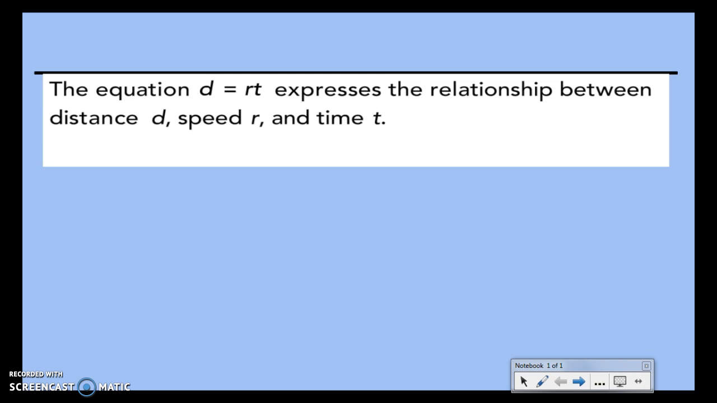You will need to copy this into your notebook because it is going to be imperative to remember in order to solve what we're going to be working on in this unit. Okay? So go ahead and copy down this equation and what it means, and then let's move on to the next slide.